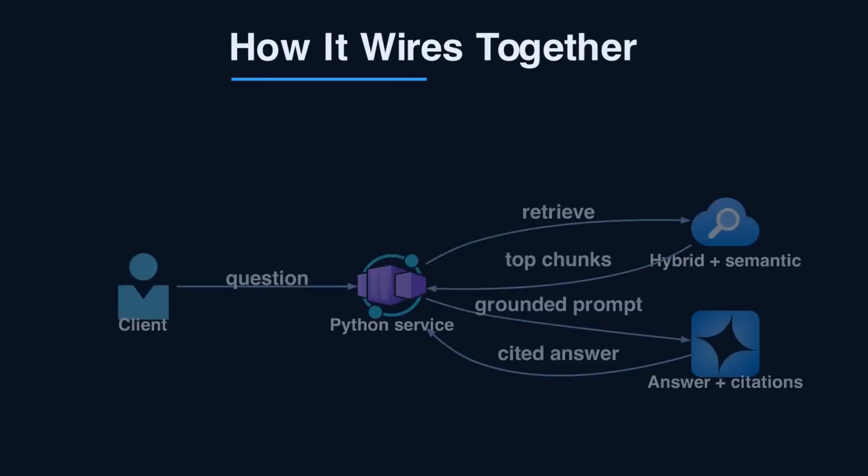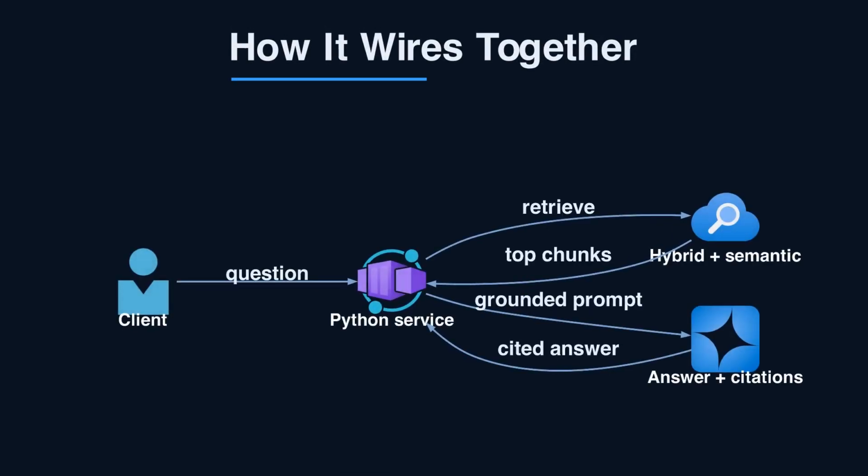Here's how the pieces wire together. The client sends a question to your Python service. Azure AI Search returns the top ranked chunks. Use hybrid search plus semantic ranking for relevance. Hybrid blends keyword and vector matching. Those chunks flow into Azure OpenAI as grounding context. The model answers using only what you supplied. Your service then maps citations back to real sources.